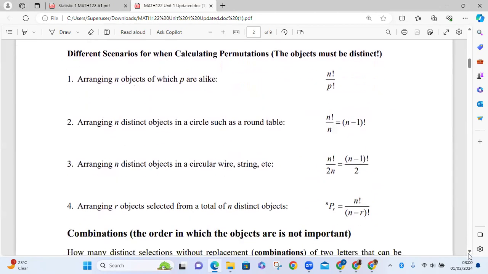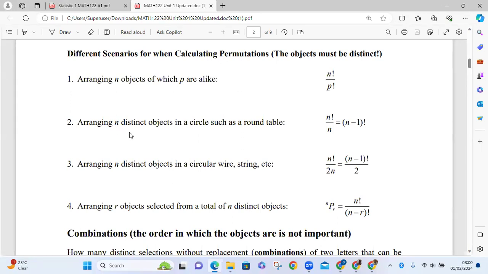Now you have different scenarios when calculating permutations of distinct objects. If you are arranging n objects of which p are alike, it is n factorial divided by p factorial. If there are more alike, you keep on dividing. So it will be n factorial over p factorial times t factorial. Whatever is repeating is being divided, in terms of letters and numbers.